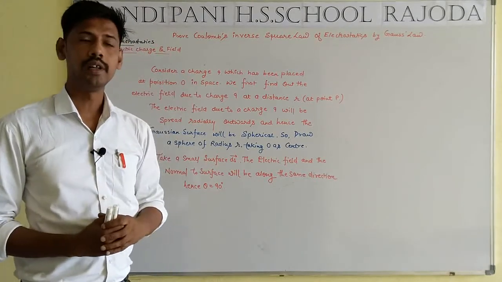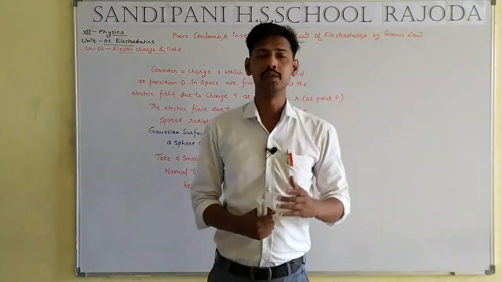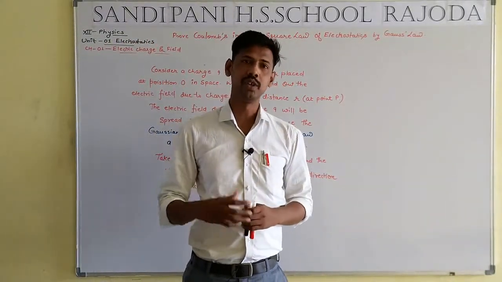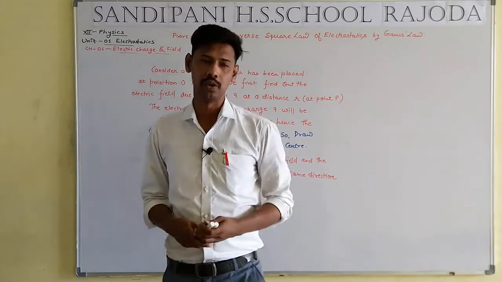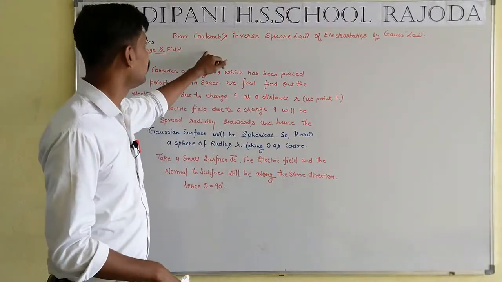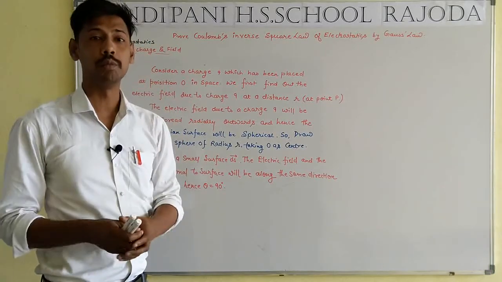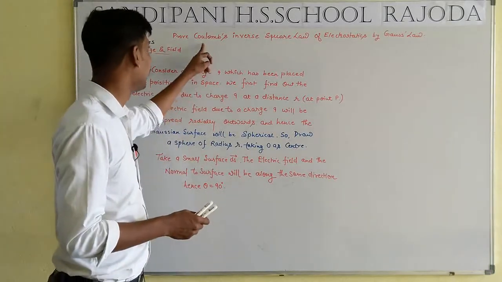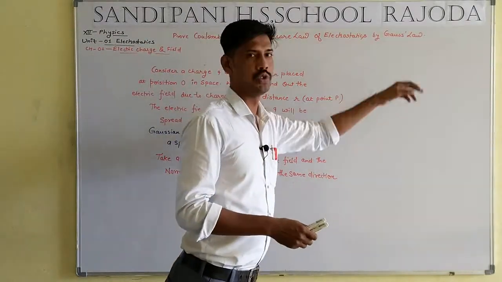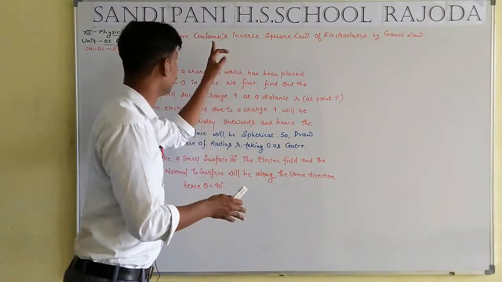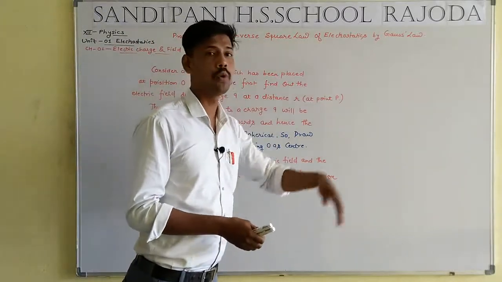Okay, students, you know that in the previous videos we covered some topics related to Coulomb's inverse square law, axial position, coaxial position, intensity of electric field, torque, work done, and so on. Today's topic is Coulomb's inverse square law of electrostatics by use of Gauss theorem. That means we have to derive Coulomb's inverse square law by use of Gauss theorem, isn't it?